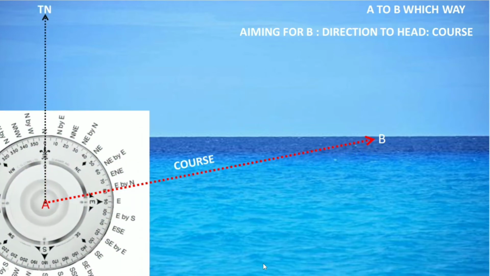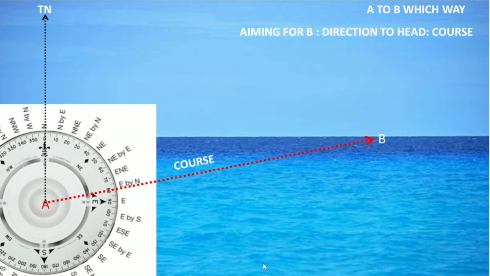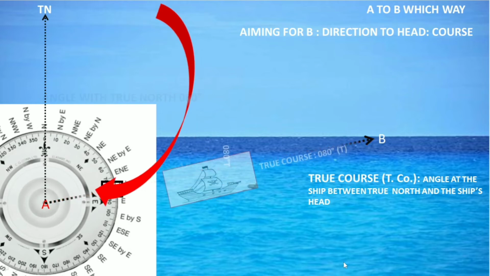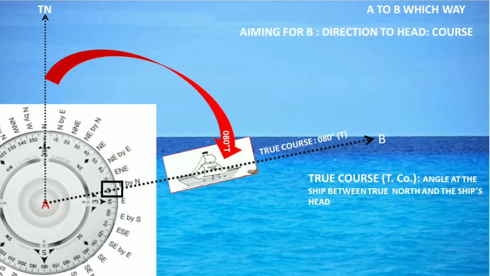Now, if this was measured from true north, as the angle showing here is about 80 degrees, you can see 80 degrees. Now, this would be your true course. True course is the angle which is being made at the ship's head or along this coastline here from true north. That's your true course, 080, measuring it from true north.